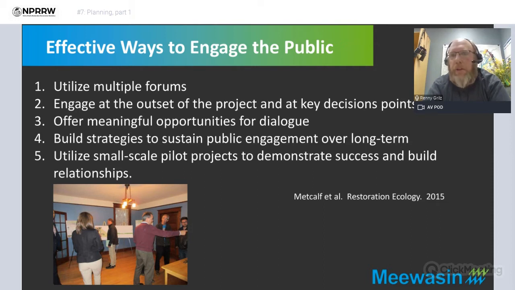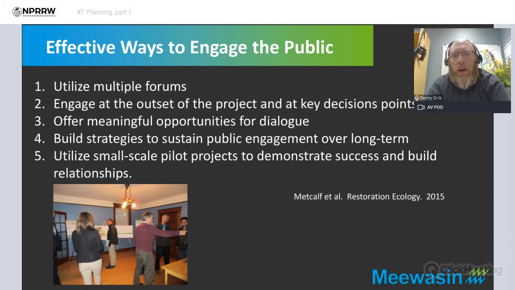Could be as simple as you're out on your site doing restoration projects, and if someone comes by and you talk to them, that is a form of engagement. Social media, especially during this COVID era, we're really seeing lots of opportunities to engage people that would normally not participate, whether it's through Zoom meetings or even just feedback through social media.